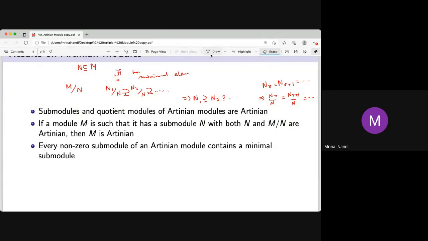Now there is an important theorem, sort of a converse. If a module M has a submodule N which is Artinian and the quotient M mod N is also Artinian, then M is Artinian. So if M is Artinian, then N is Artinian and M mod N is Artinian. That is easy, that is the first result. The next one is slightly tough. It is complicated, a non-trivial thing: if there is a submodule which is Artinian and the corresponding quotient module is also Artinian, then M is Artinian.